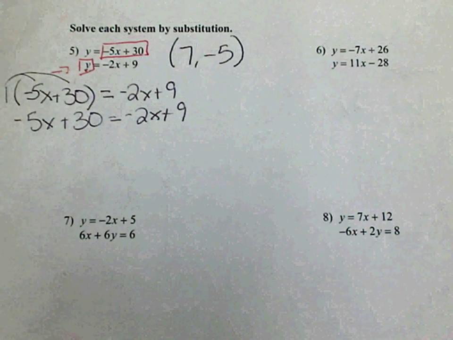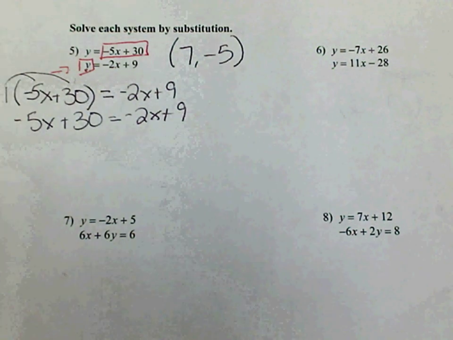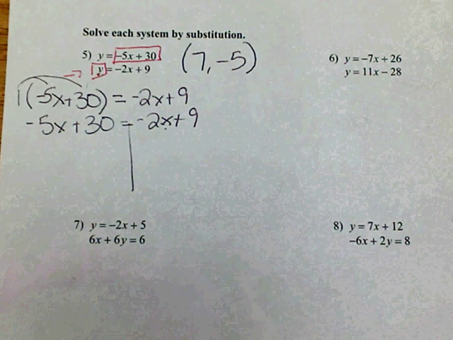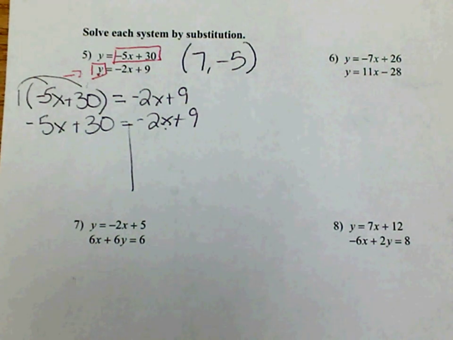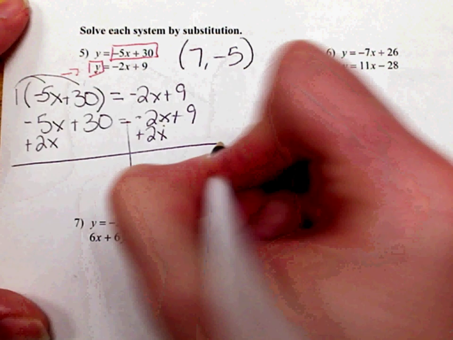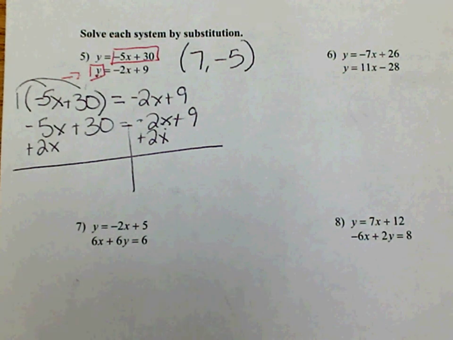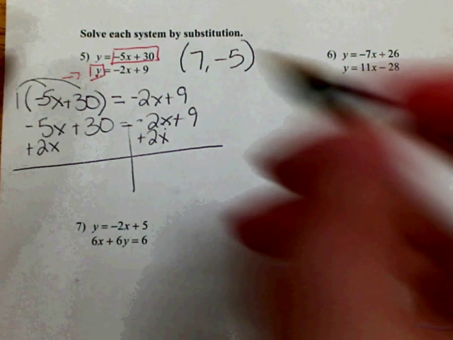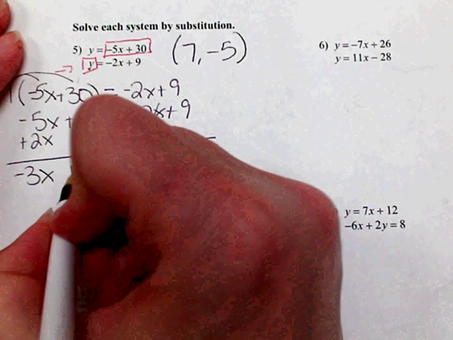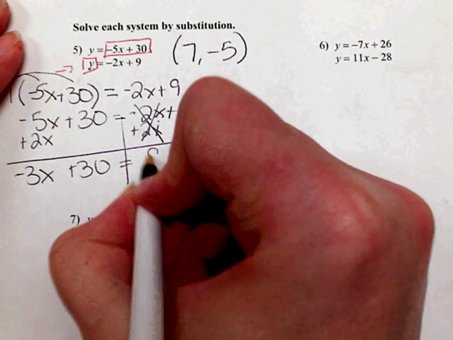Okay. So then notice I have a problem. I have x's on both sides. I don't want to have x's on both sides. So I want to get all my x's on one side, all my constants on the other. So I'm going to move this one. It's a negative 2x, so I'm going to add 2x to both sides. You can go either way, so long as all the x's are on one side, all the constants are on the other. So I have negative 3x, the plus 30 comes straight down, and the 9 comes straight down.